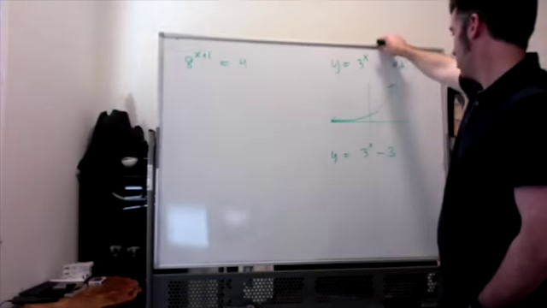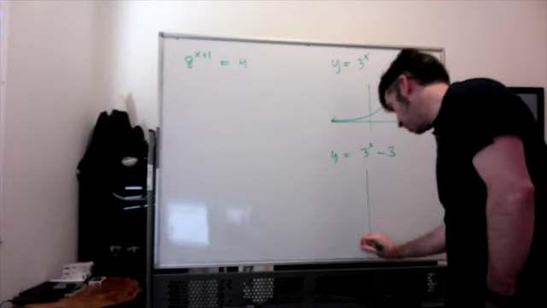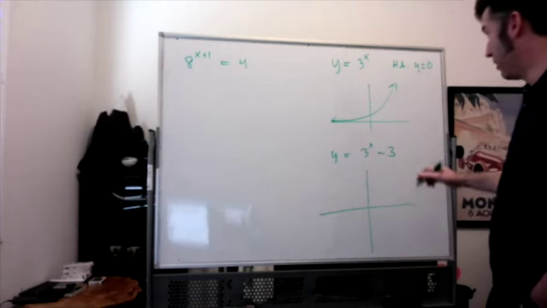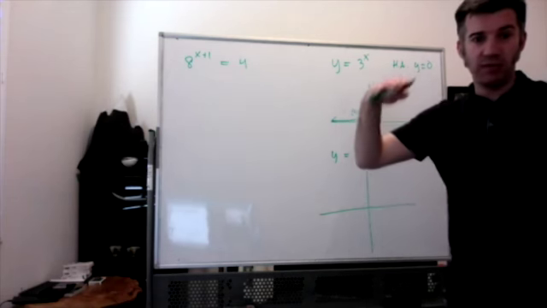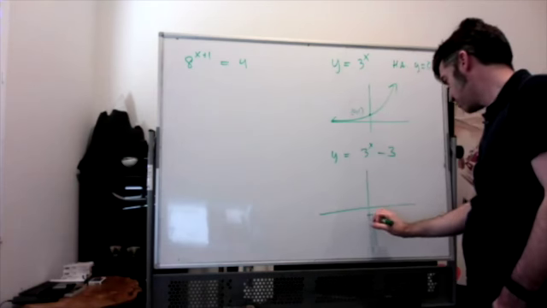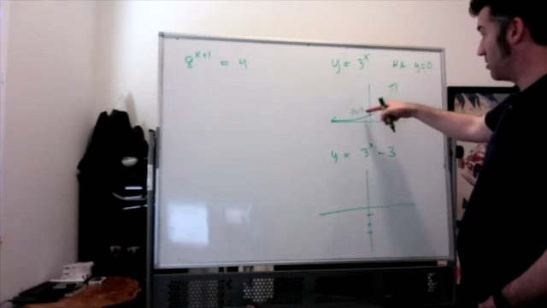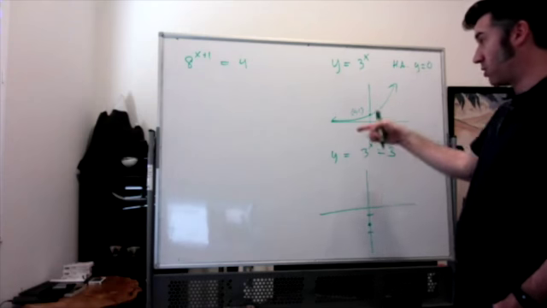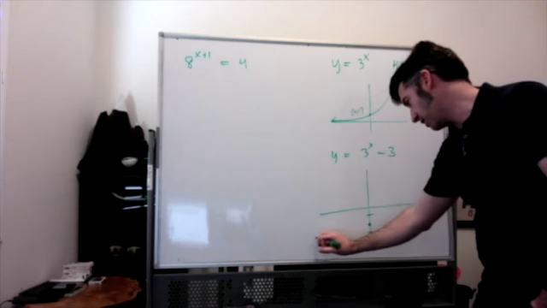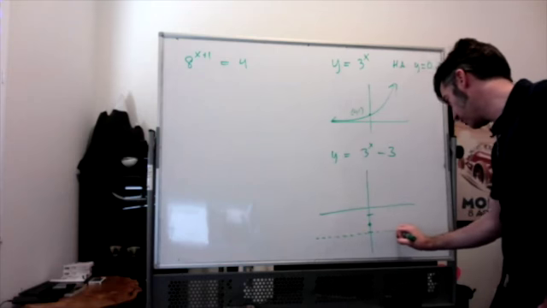So this function here, that's the intercept 0, 1. Everything gets moved down 3. So instead of having an intercept at 0, 1, I get an intercept at 0, negative 2. Instead of having a horizontal asymptote of y equals 0, I have a horizontal asymptote of y equals negative 3.